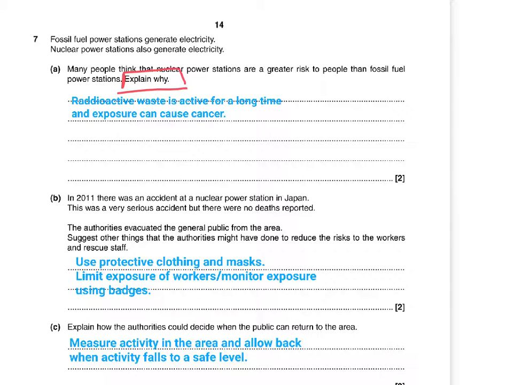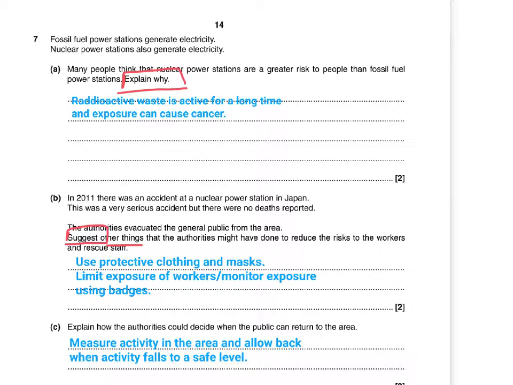In 2011, there was an accident at a nuclear power station in Japan. This was a very serious accident, but there were no deaths reported. The authorities evacuated the general public from the area. Suggest, so let's box that, suggest other things that the authorities might have done to reduce the risk to the workers and rescue staff. So we've got to suggest other things, okay, other than evacuation.